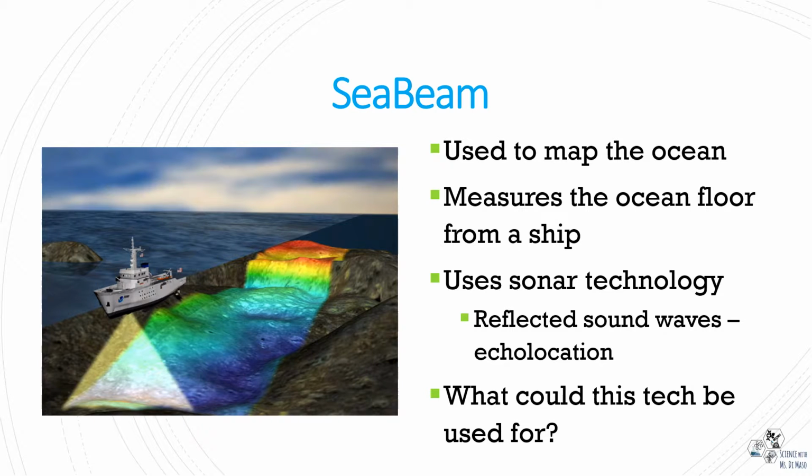The next type is the C-beam. Now, this is a little bit different because it's used to map the ocean floor, not the ocean surface. So we want to know what's going on to the top, but we also want to see what's underneath. And this is also going to use sonar technology, which is just reflected sound waves. It's kind of like echolocation that bats and dolphins use.